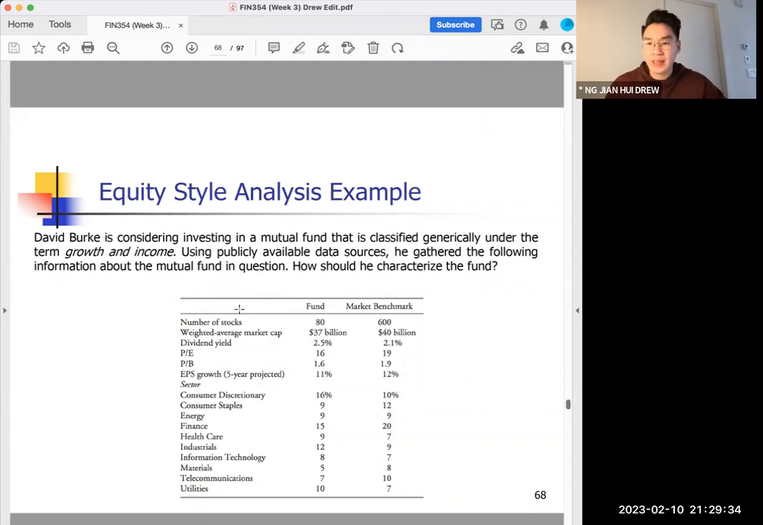Anyone would like to try? It's just a one or two words answer, based on the funds and the benchmark. So what kind of fund is this? You can just type out the answer. How should we characterize these funds? Anyone like to give it a try?